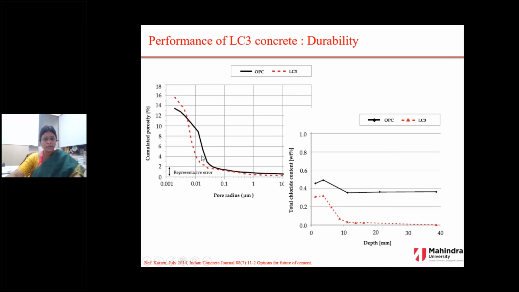The porosity is very low compared to the OPC, and since the porosity is lower, it has good resistance against chlorides. And you can see the total chlorides with respect to depth for an OPC and an LC3 concrete. The LC3 concrete has much lower chloride contents across the different depths when compared with the OPC.